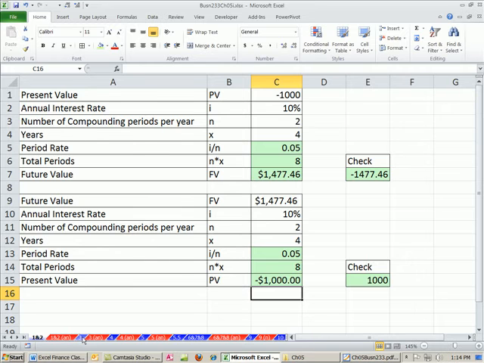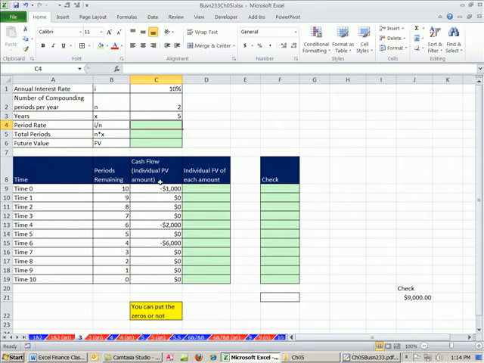I'm going to go to number 3. Period rate. We should be fluent with this by now. Total number of periods, 5 times 2. And now, future value. Well, that's where we're going to calculate our final answer. We have to come down here and build a little template. Now, we're going to do a bunch of examples in this chapter. This first one has individual present value amounts in, and we need to calculate the individual future value amount.